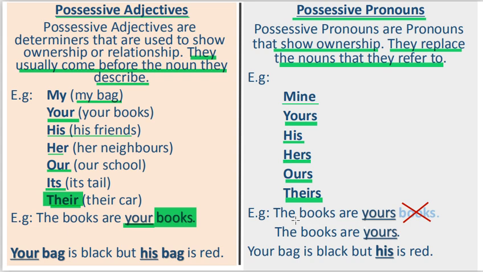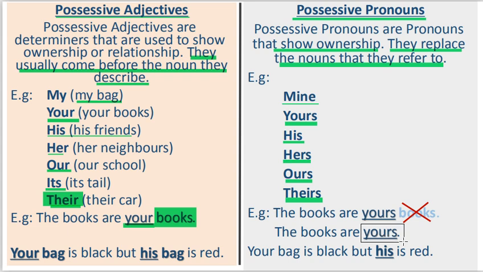Look at the example. The books are yours. You can see that we have only yours, not your books. Yours as a pronoun replaces your books. It replaces both the modifier and even the book itself. And that is one of those things pronouns do. Pronouns replace nouns. When the noun is no longer there, it is a possessive pronoun.